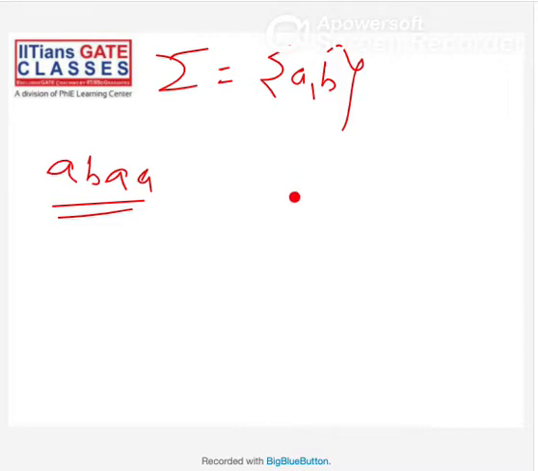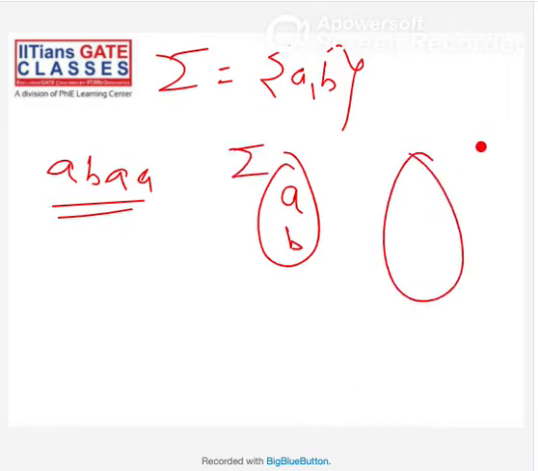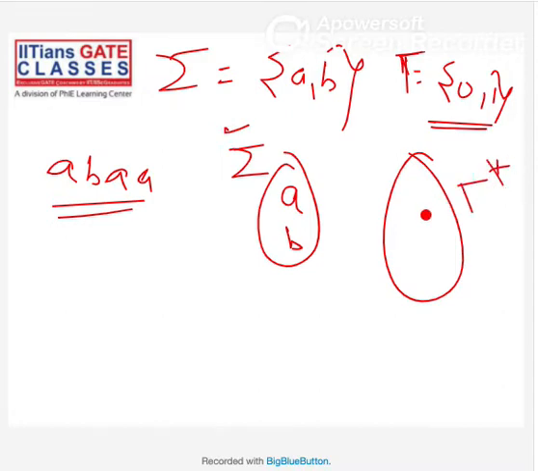Now homomorphism basically is a function. Homomorphism is a function from sigma to, for example, let's assume you have gamma, and this gamma is {0, 1}. So this homomorphism is nothing but a function from sigma to gamma star. What is gamma star? Gamma star means the set of strings over this gamma. So for example, here you will have epsilon, 0, 1, 00, 01, and all these things.